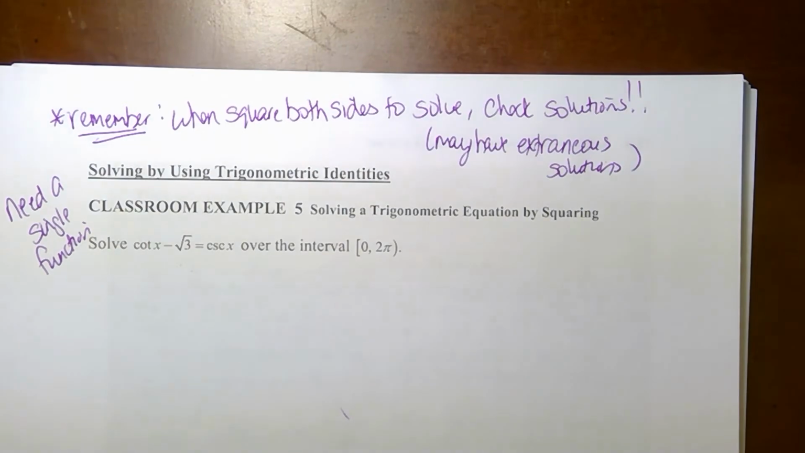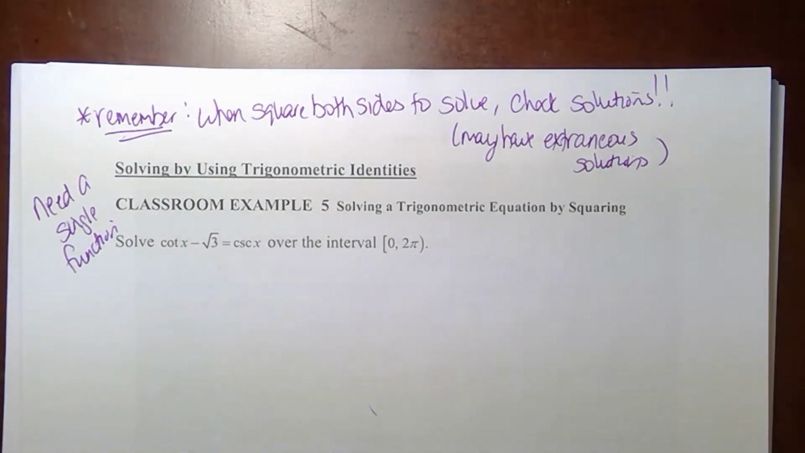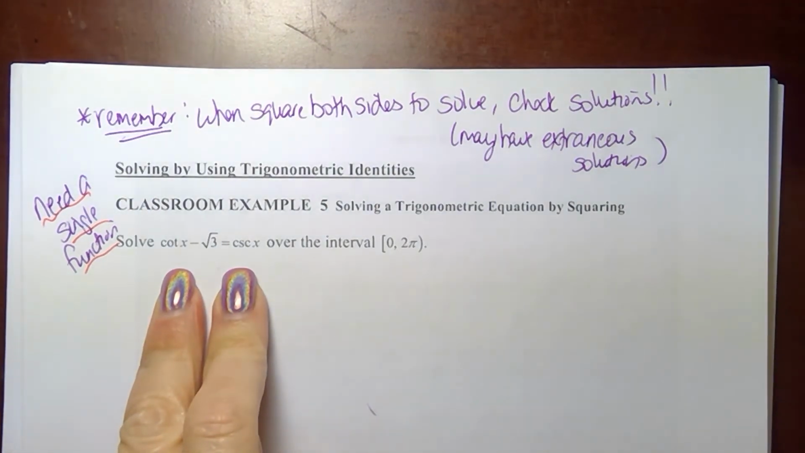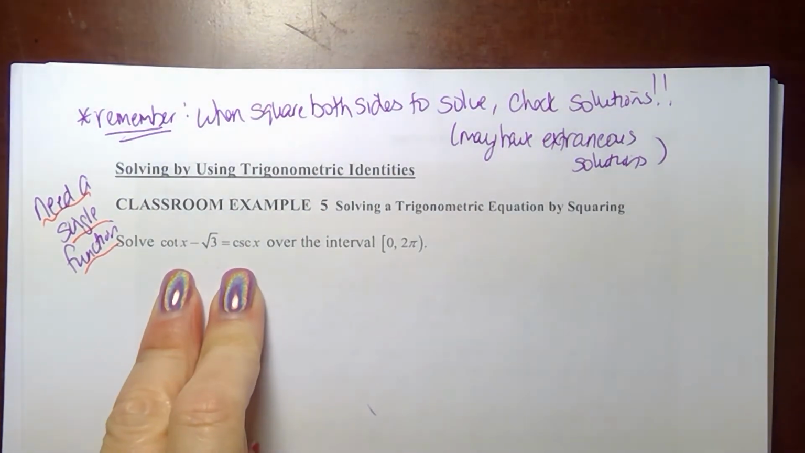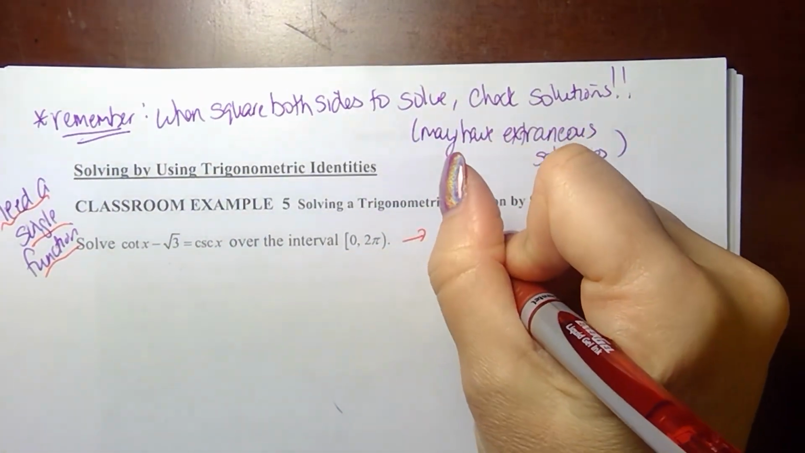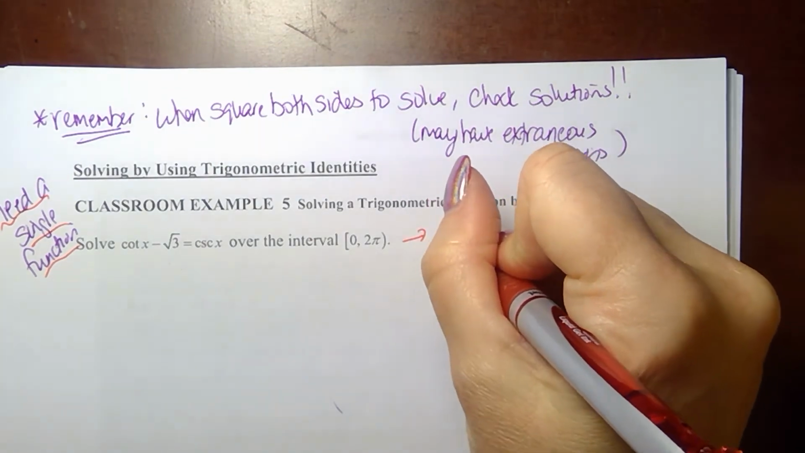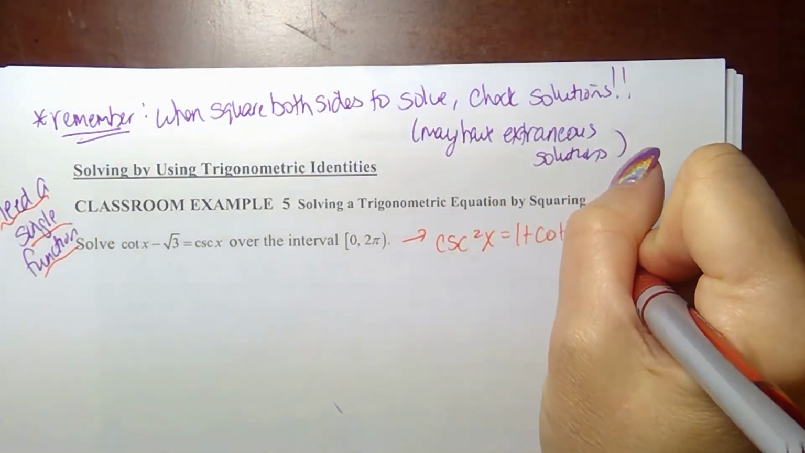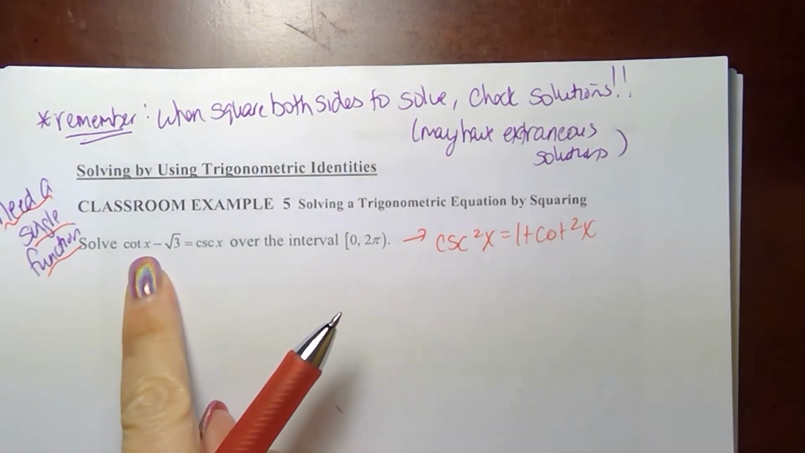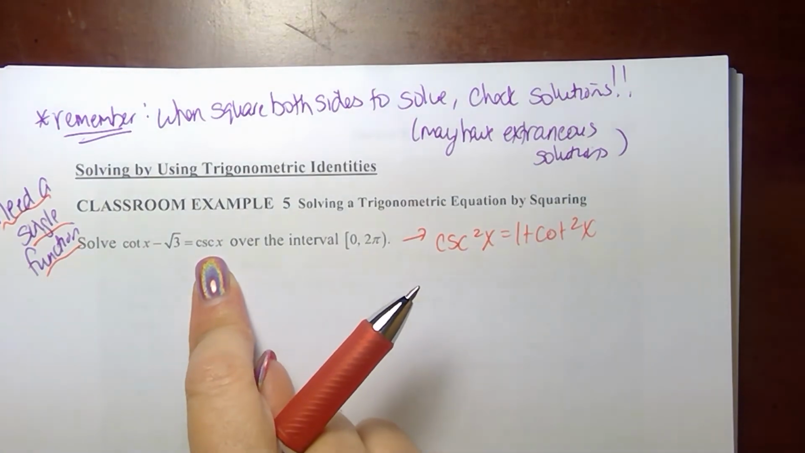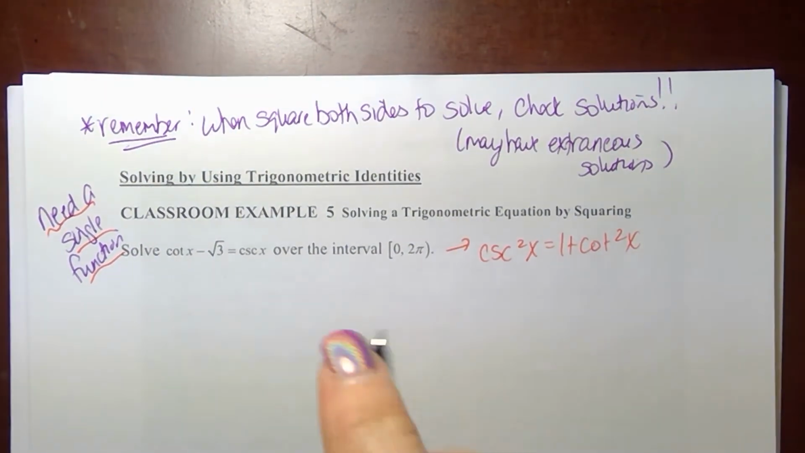Well, why would we solve it by squaring? We would solve it by squaring because we need to get to a single function, and I can connect cotangent to cosecant through one of my Pythagorean identities. The Pythagorean identity that I want to use says that cosecant squared x equals 1 plus cotangent squared x. Well, I've got cotangent on one side and I've got cosecant on the other, so I can do a substitution if I have everything squared.